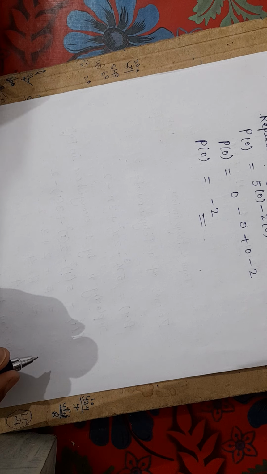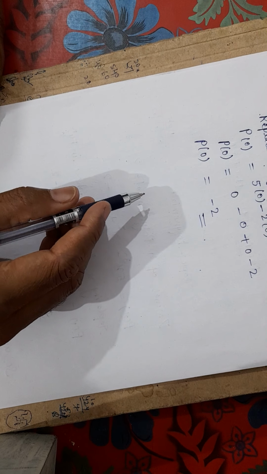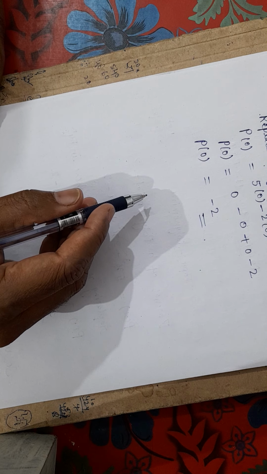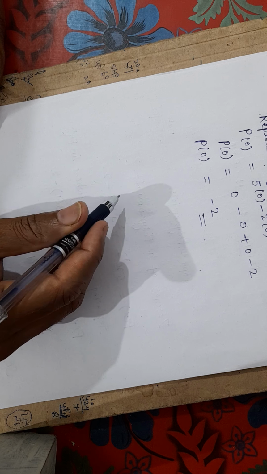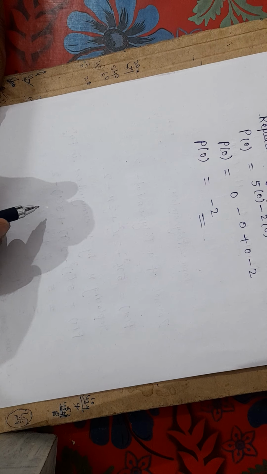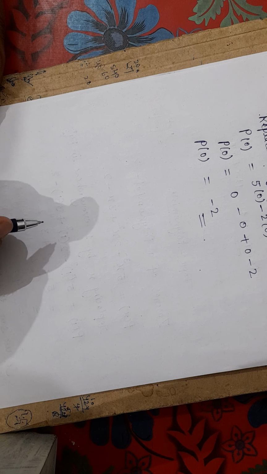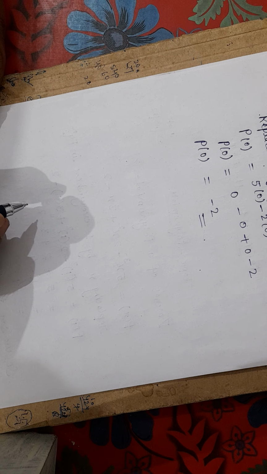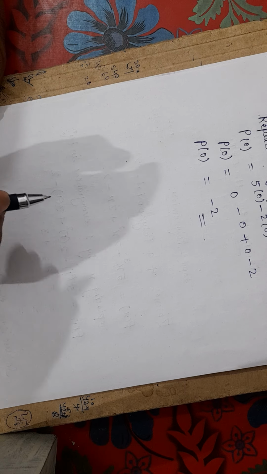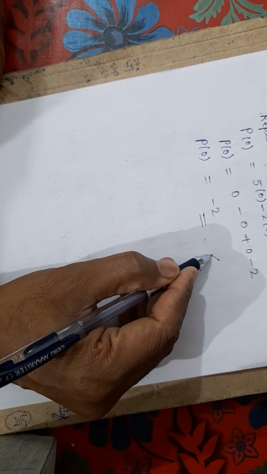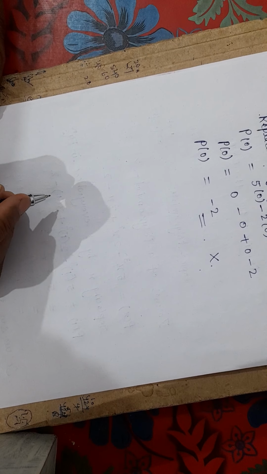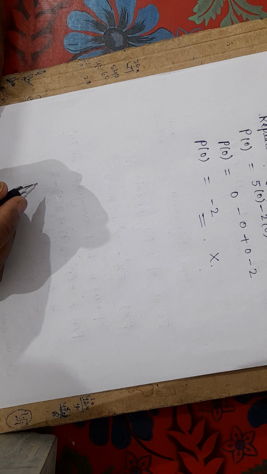So a zero of the polynomial is that value at which the resultant will come to 0. The resultant must be 0, then we can say that that value is a zero of the polynomial, or we can also say a root of the polynomial. So here we did not get a zero of the polynomial. So once again we will try.